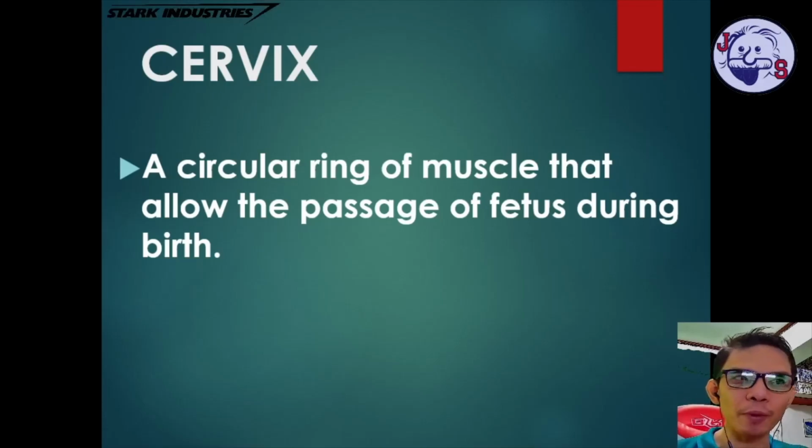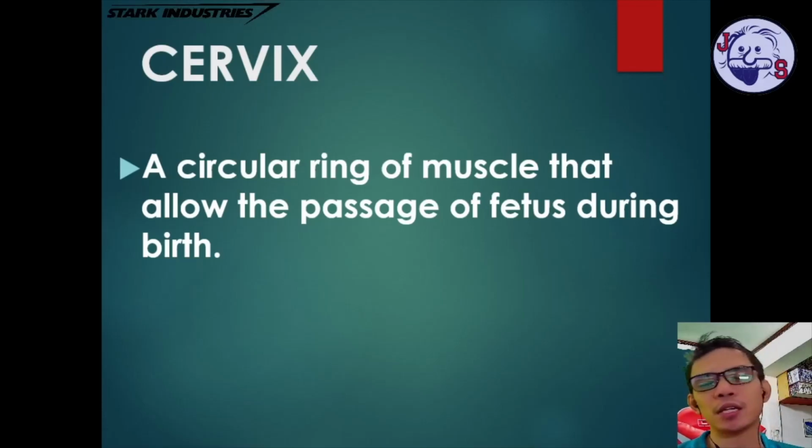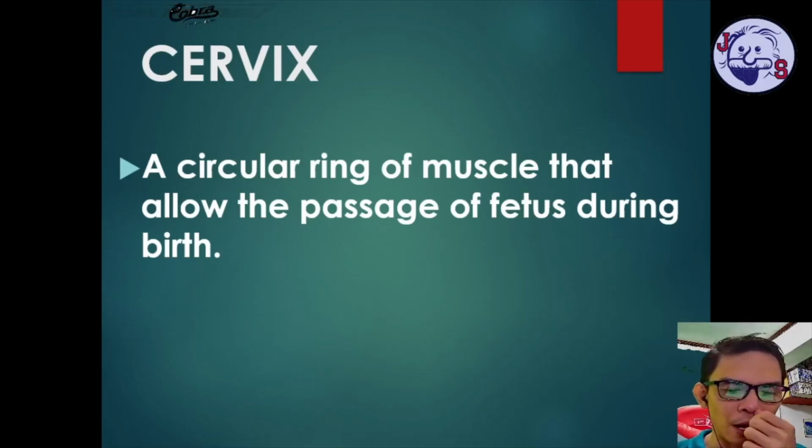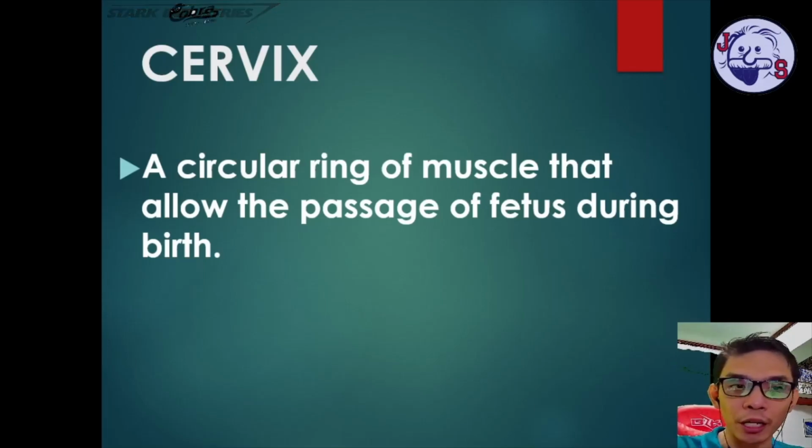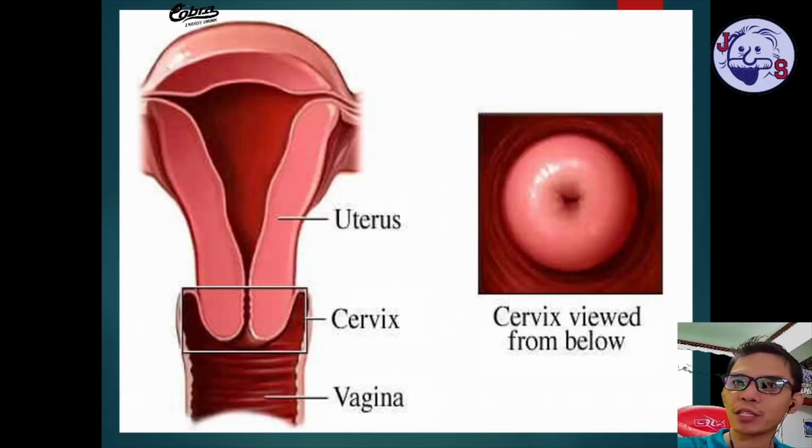Next up is the cervix. The cervix is a smooth muscle, and this allows the passage of number 1, sperm cells, and number 2, the fetus during childbirth. So that's the purpose of the cervix. And also, the cervix protects the internal organs of the female reproductive system.